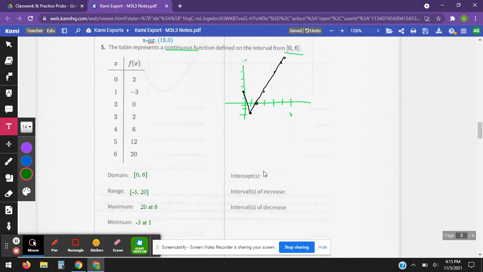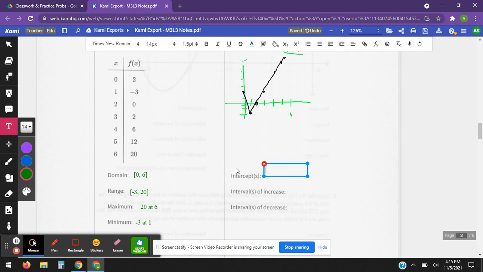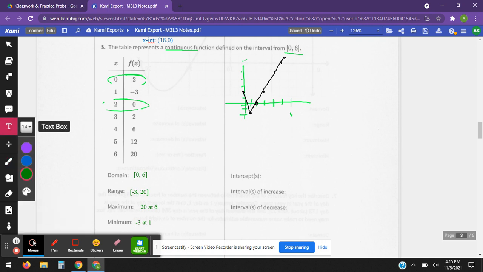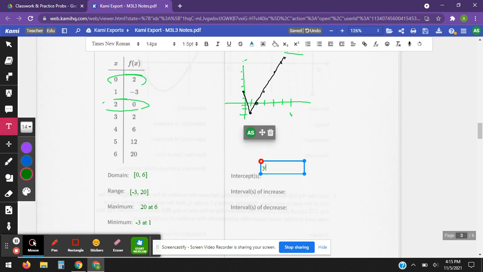And then my intercepts, if I notice, they are listed right here. So I can note that here is an intercept and here is an intercept. So I can go back over here, and my y-intercept is when x equals 0, it's 0, 2. And my x-intercept is right here. When x equals 0, it is 2, 0.